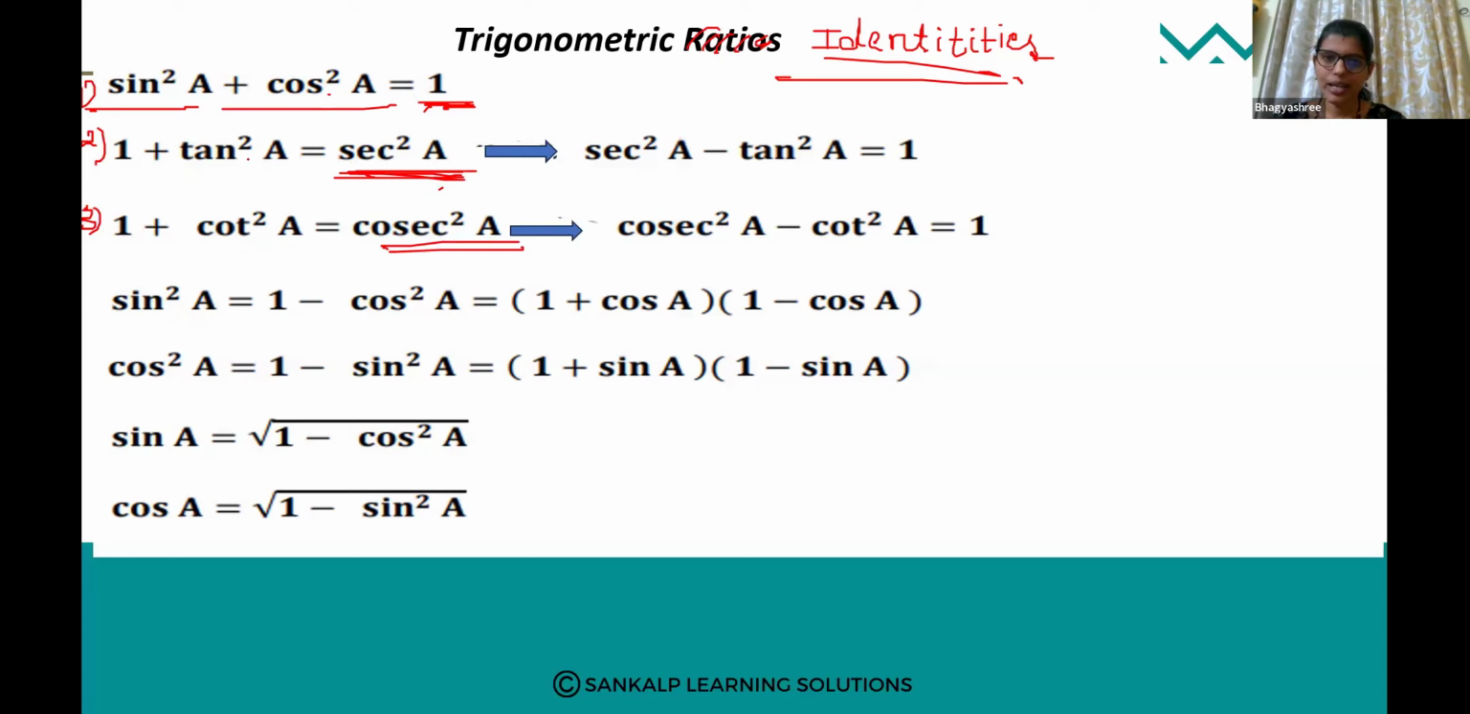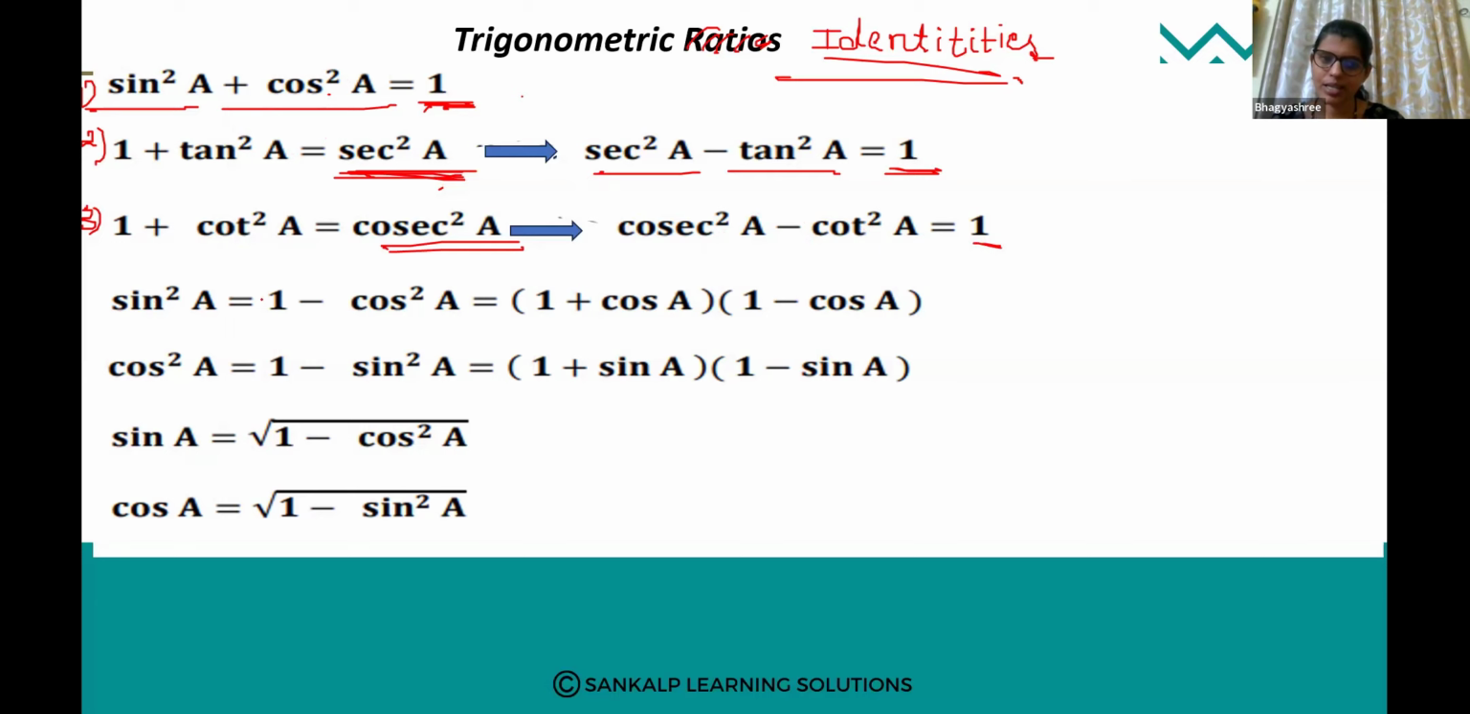So sec square a, if I transfer this tan square a to this side, sec square a minus tan square a is equal to 1. We will use this in the next problems. 1 plus cot square a is equal to cosec square a. So here, if I transfer cot square a to this side, cosec square a minus cot square a is equal to 1.